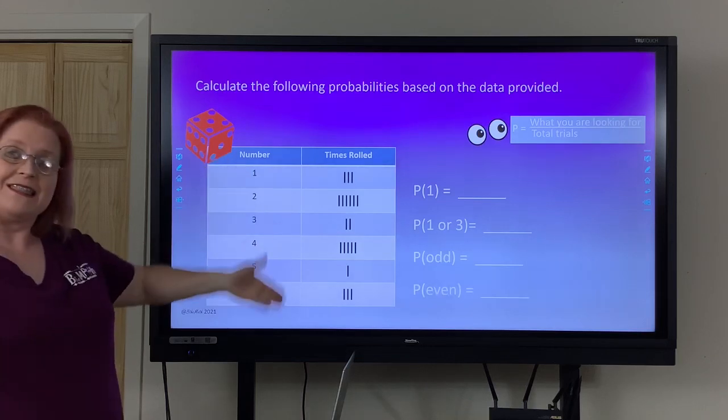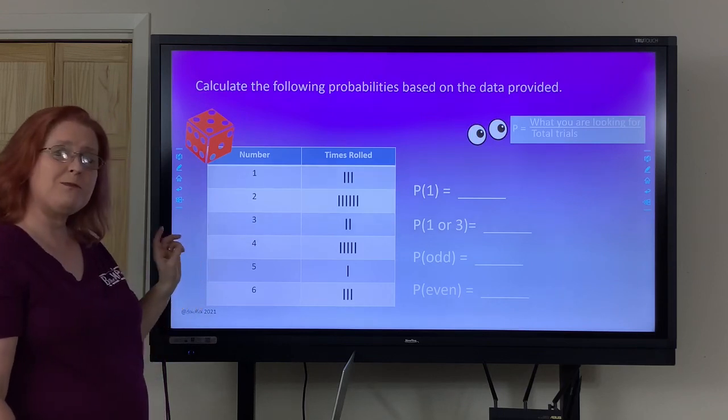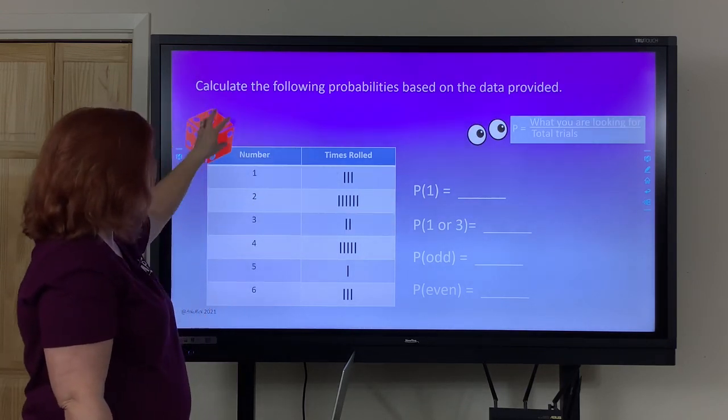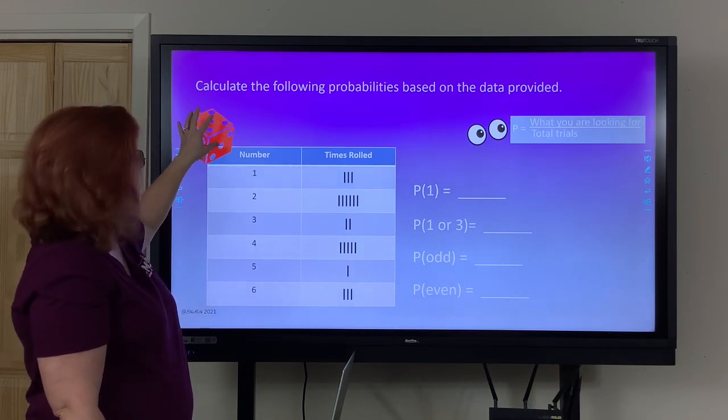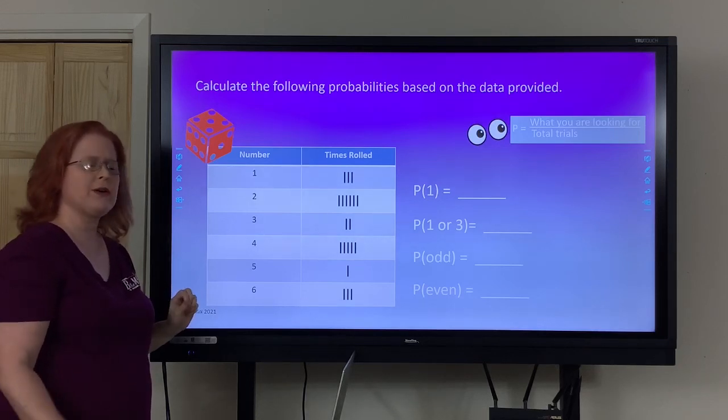All right, so we need to find these probabilities based on this data. Now, if you remember back in our theoretical, the probability was just on the dice itself or the number cube itself. This time it's based on this chart. So there's a little bit of work involved.